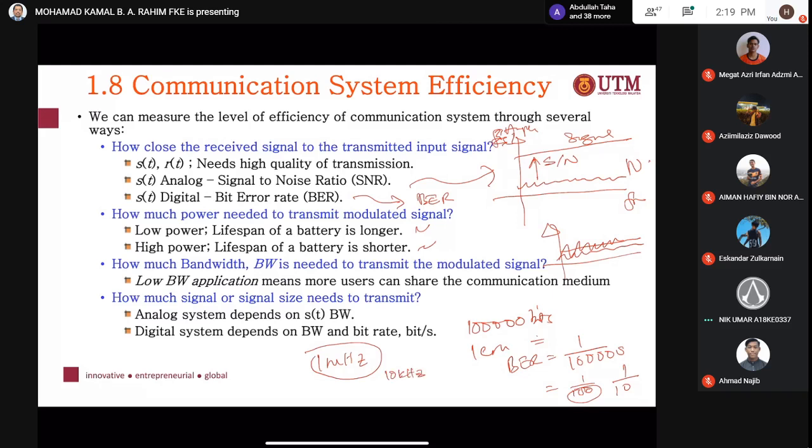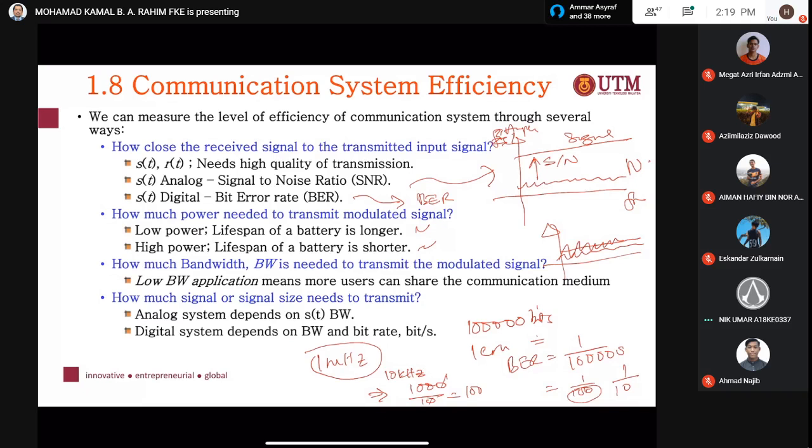One user uses 10 kilohertz. If you have 1 megahertz bandwidth, what is the number of users? 1,000 divided by 10, so you have 100 users simultaneously in 1 megahertz. Is it correct? If you can respond to me, I don't mind giving you the information.